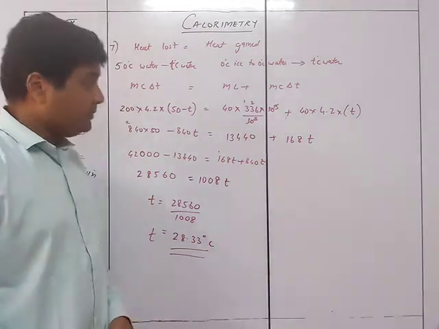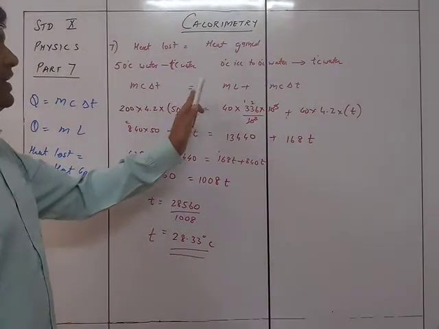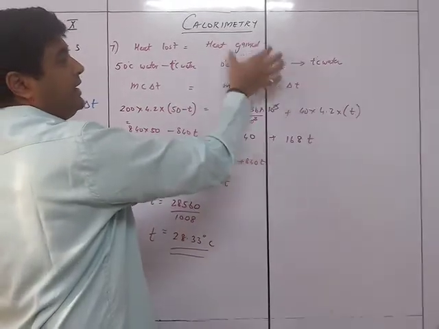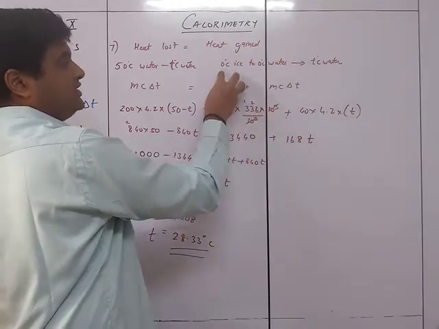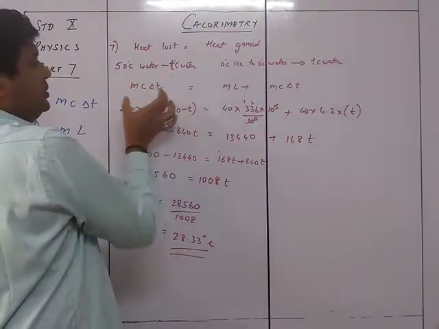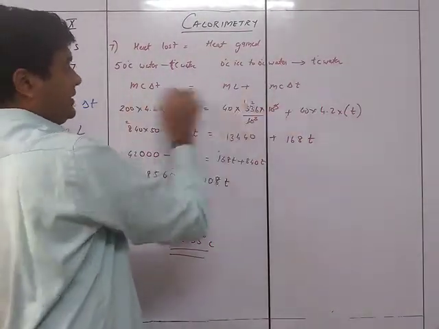So that was sum number 7. Understood? You can see over here we have taken not only the heat loss and heat gain, but also we have seen that the gain is in two parts. One is the change in state and the other is the change in temperature. Here there is only change in temperature. So mc delta T is equal to ml plus mc delta T. This is what you have.